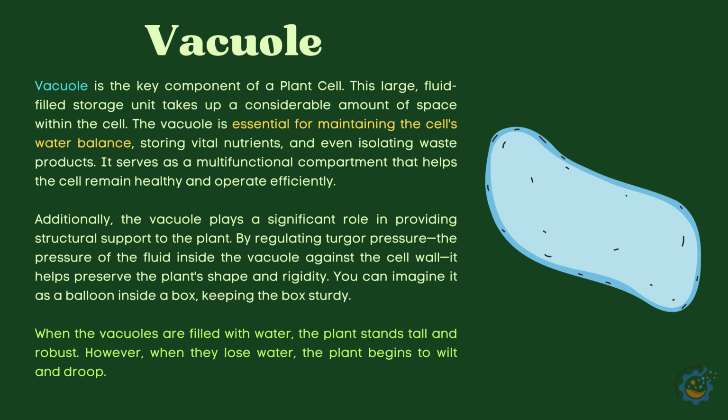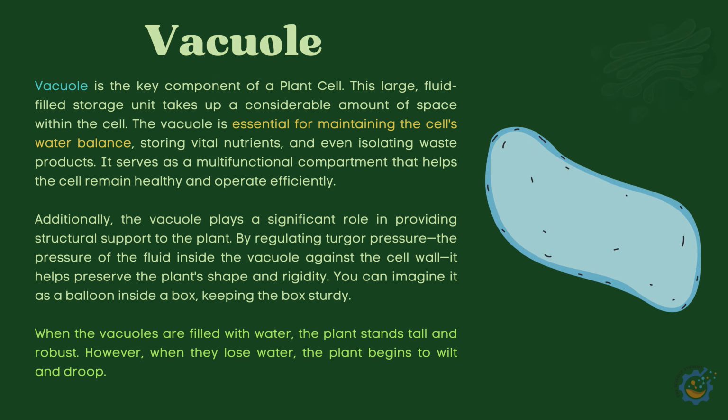And now, let's take a look at this prominent feature in a plant cell, the vacuole. It's like a large, fluid-filled storage tank that occupies a significant portion of the cell's space. This multi-talented organelle not only stores water, nutrients, and waste, but also helps the plant stand tall. By regulating the pressure inside the vacuole, it keeps the plant firm and prevents wilting.